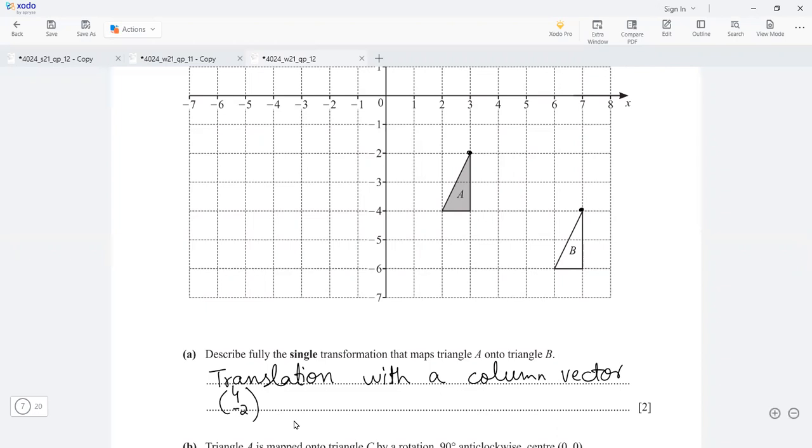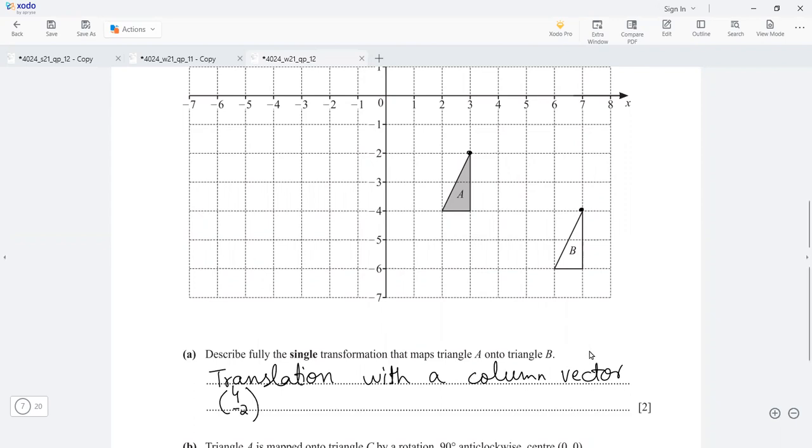The hints which are given here, you need to understand those, and then you have to write down the translation as well as the column vector. If you've done both things correctly, you will get 2 marks. If one thing is wrong, you will get 1 mark. Otherwise, you will get nothing out of it. So we have to do the next question.